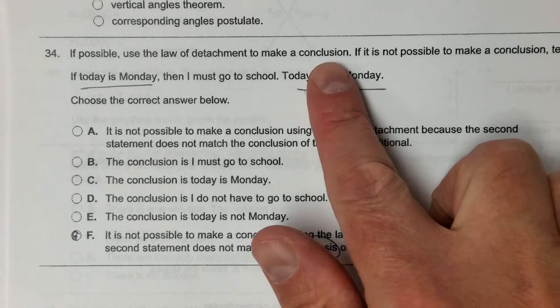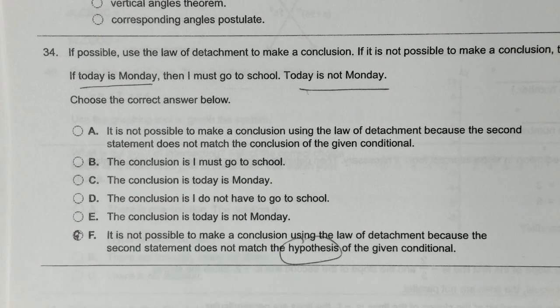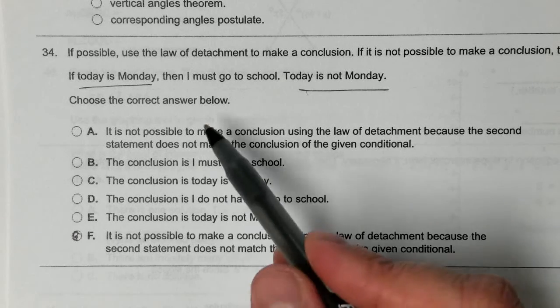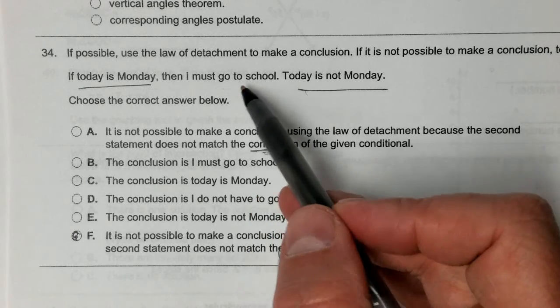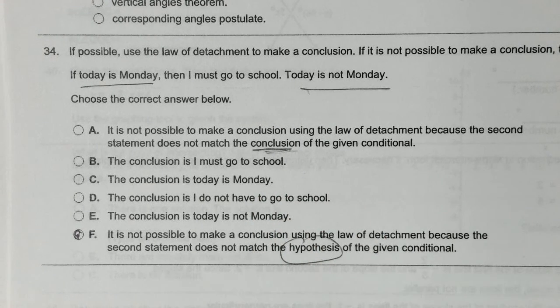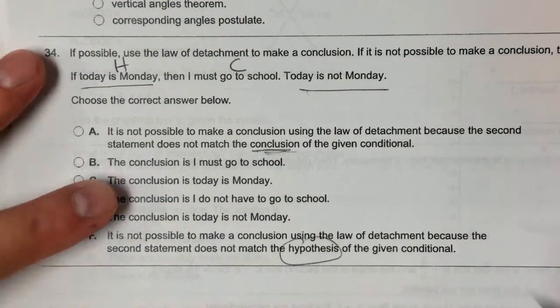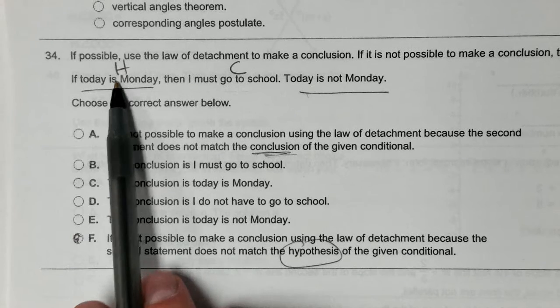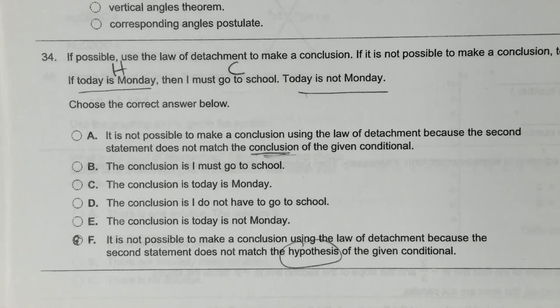If it said today is Monday, then you'd say, then I must go to school, which is B. But it didn't match. And again, the difference between A and F is A says match the conclusion, but we have to match the hypothesis, which is the front. Hypothesis, conclusion. So our hypothesis is in front. Any questions? Okay.